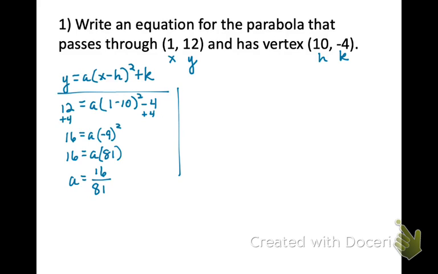And then if you get a fraction that when you divide it out doesn't divide evenly, don't round. Just use it in fraction form. So the equation is y equals 16/81 times x minus 10 squared minus 4.